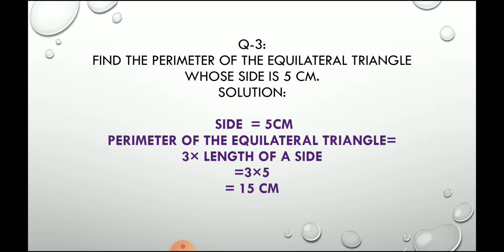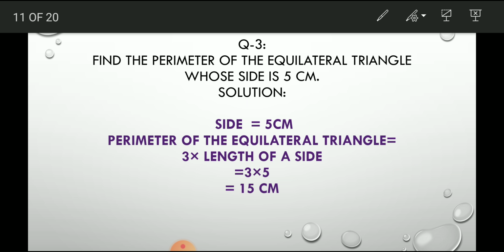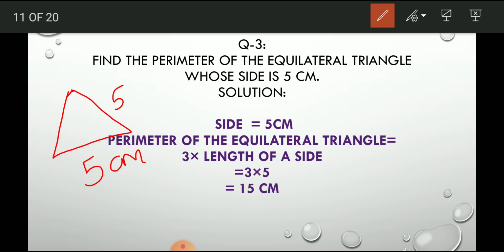So see the question number 3. Find the perimeter of the equilateral triangle whose side is 5 centimeter. Okay, so we know the formula for the perimeter of the equilateral triangle, right? Equilateral triangle, we just draw the diagram. Equilateral triangle means the sides are same or not? Yes, the sides are same. That is 5 centimeter. Here 5 centimeter. Here also 5 centimeter.